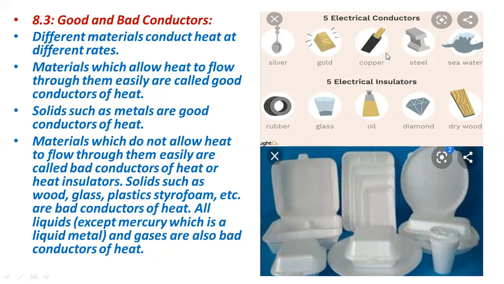Silver, gold, copper, steel, and seawater are good conductors, because seawater has dissolved salts in it, which make it a good conductor of heat. And the bad conductors are rubber, glass, oil, diamond, and wood.